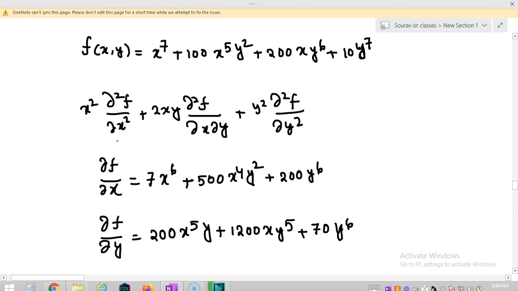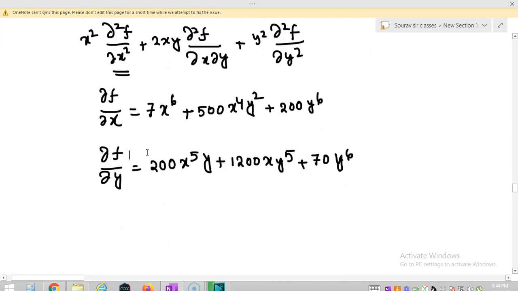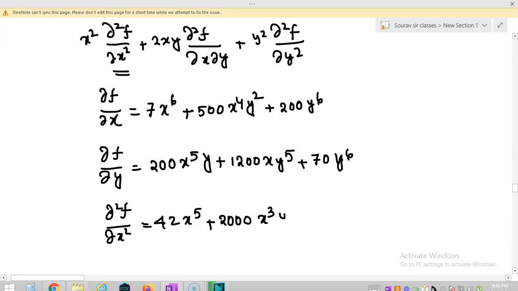Okay, now we have to find the value of del 2f del x2. So del 2f del x2 is equal to, we have to differentiate partially del f del x with respect to x again. Then I will get 7 into 6, that is 42 x to the power 5, plus 500 into 4, that is 2000 x cube y square, and the last term will be 0. Yeah, so this is our del 2f del x2, right?